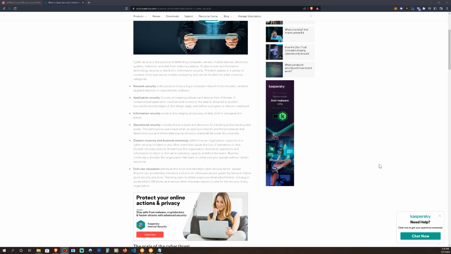Now, last but not least, there's end user education, which addresses the most unpredictable cybersecurity factor: people. Anyone can accidentally introduce a virus to an otherwise secure system by failing to follow good security practices. Teaching users to delete suspicious email attachments, not plug in unidentified USB drives, and various other important lessons is vital for the security of any organization.